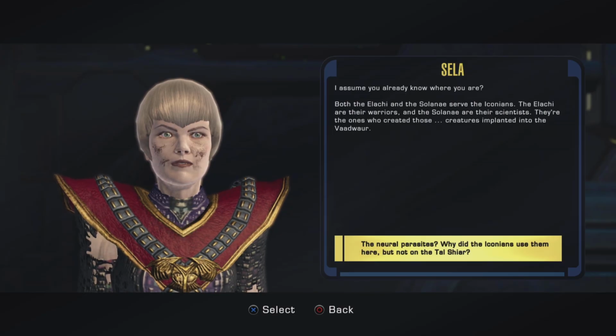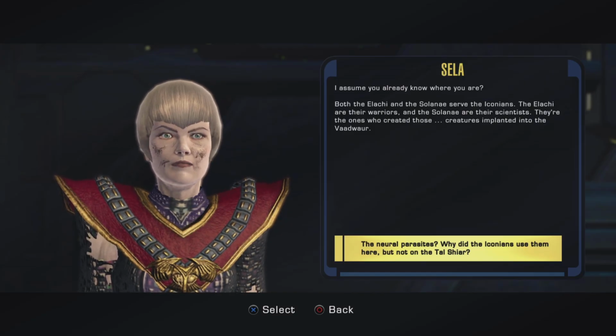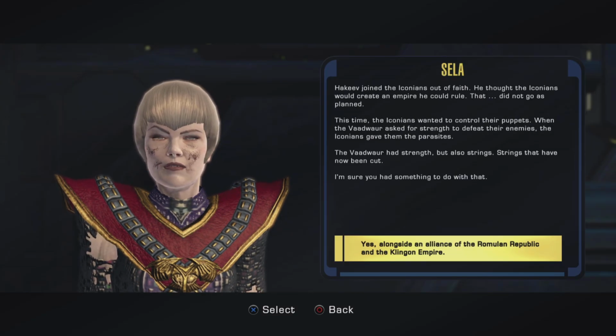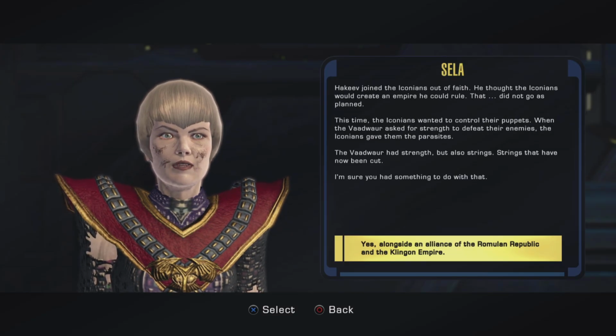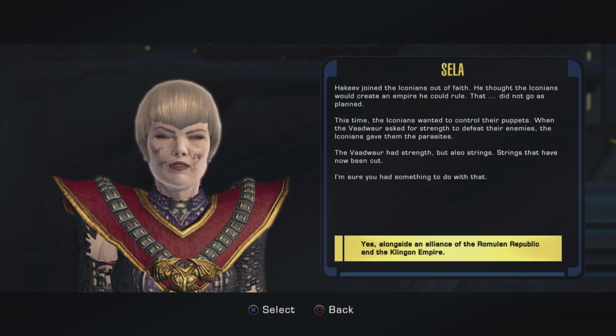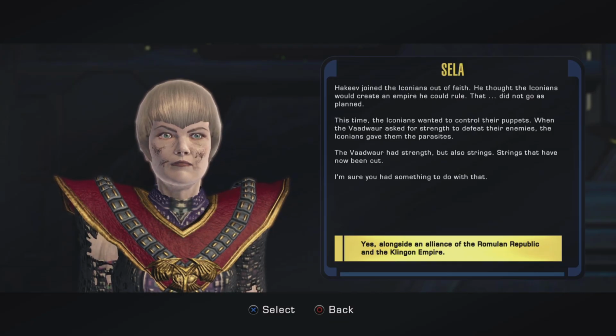I assume you already know where you are. Both the Alachi and the Solanae serve the Iconians. The Alachi are their warriors, and the Solanae are their scientists. They're the ones who created those creatures implanted into the Vaadwaur. Hakiv joined the Iconians out of faith. He thought the Iconians would create an empire he could rule. That did not go as planned.